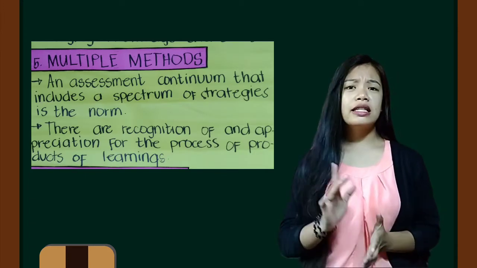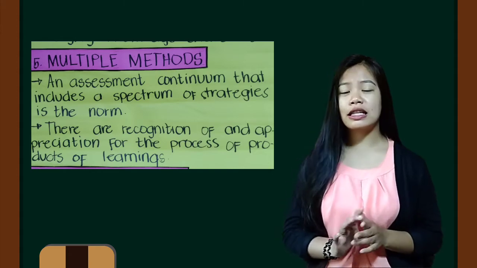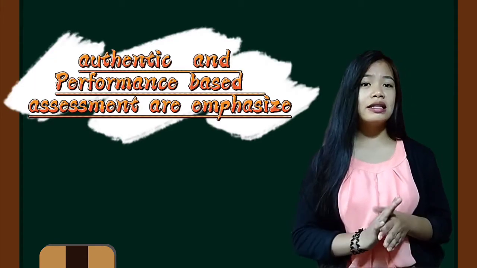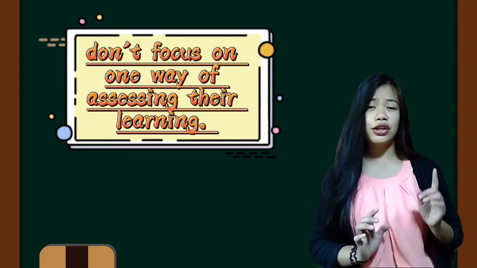The fifth one of 21st century assessment is the multiple methods. An assessment continuum that includes a spectrum of strategies is the norm. So students demonstrate knowledge and skills through relevant tests and projects and also performances. So, authentic and performance-based assessment is emphasized. The students have different intelligences, so don't focus only on one way of assessing their learnings.